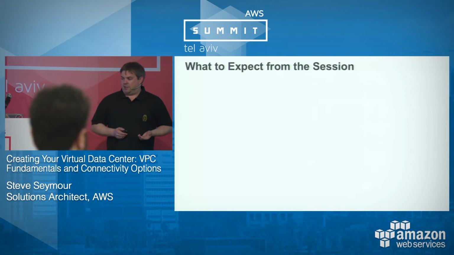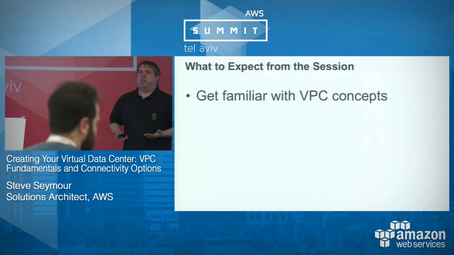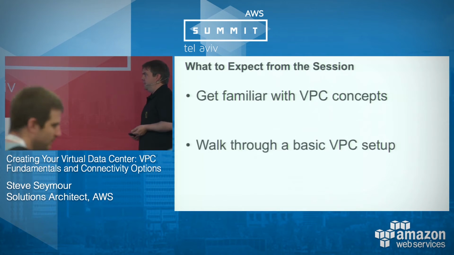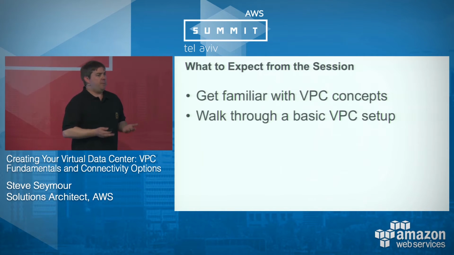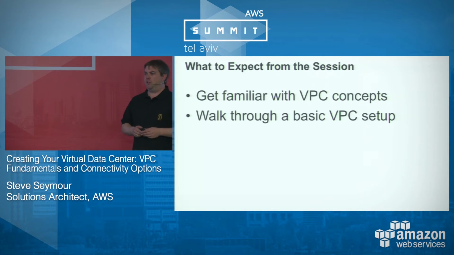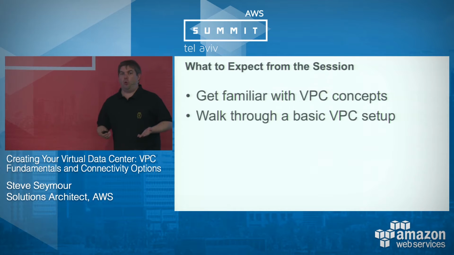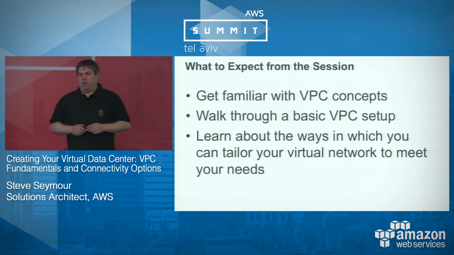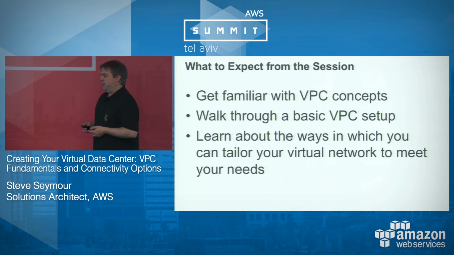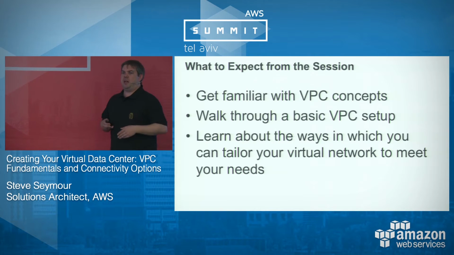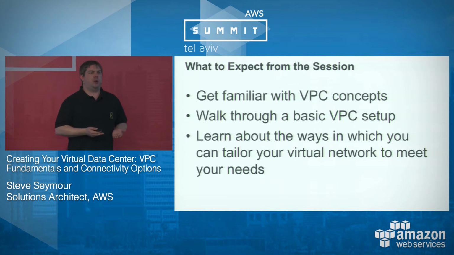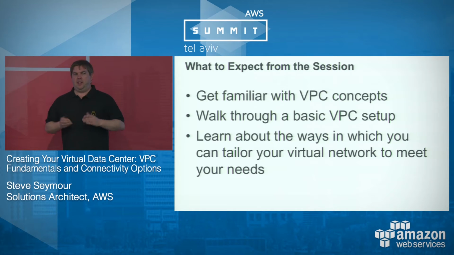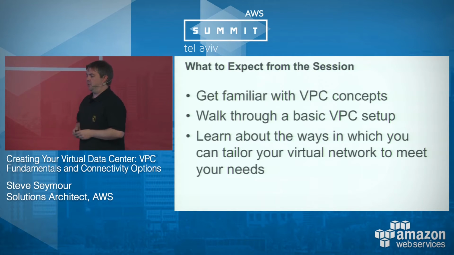Okay, so what should you expect? By the end of it, you should be very familiar with basic VPC concepts. You will have seen the walkthrough of a complete VPC setup, a very basic one, connecting your VPC to the internet, exposing your EC2 instances so that they can serve traffic. And also, we'll be looking at ways that you can tailor that environment to meet your specific needs. So perhaps controlling that access, using things like security groups and network ACLs to manage which traffic can come and go from your VPC. That's the goal for this first part of this session.